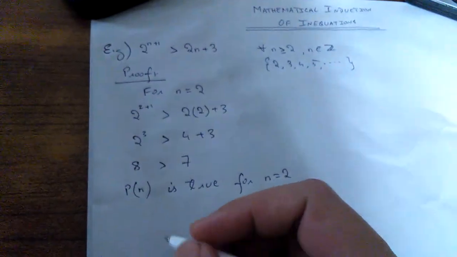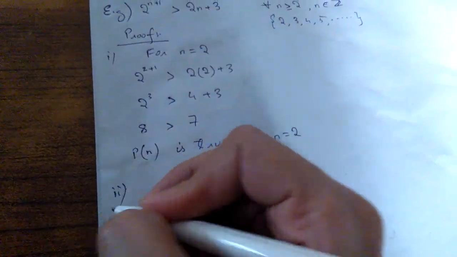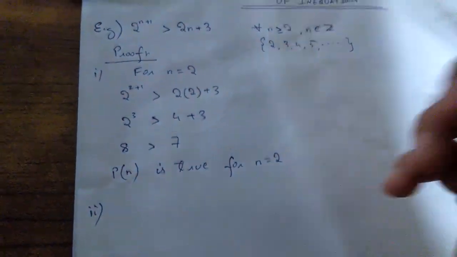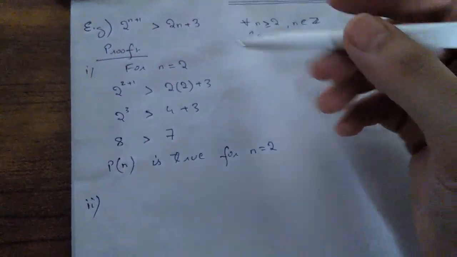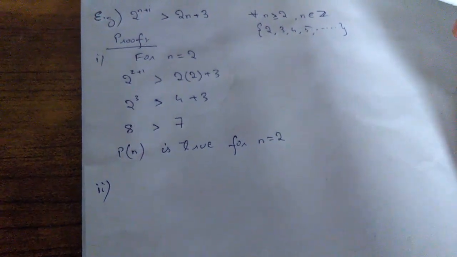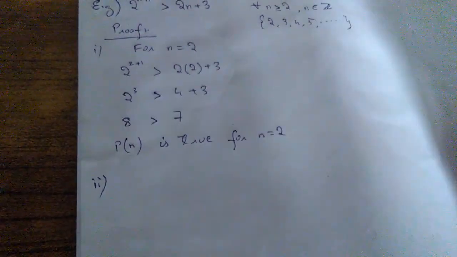Okay, now this is the first step, and the second step is our hypothesis step. In hypothesis we just assume that this p of n is true for n equals k. On that basis we are going to approach the third step, that is, we have to prove this p of n true for n equals k plus 1 on the basis of that hypothesis.